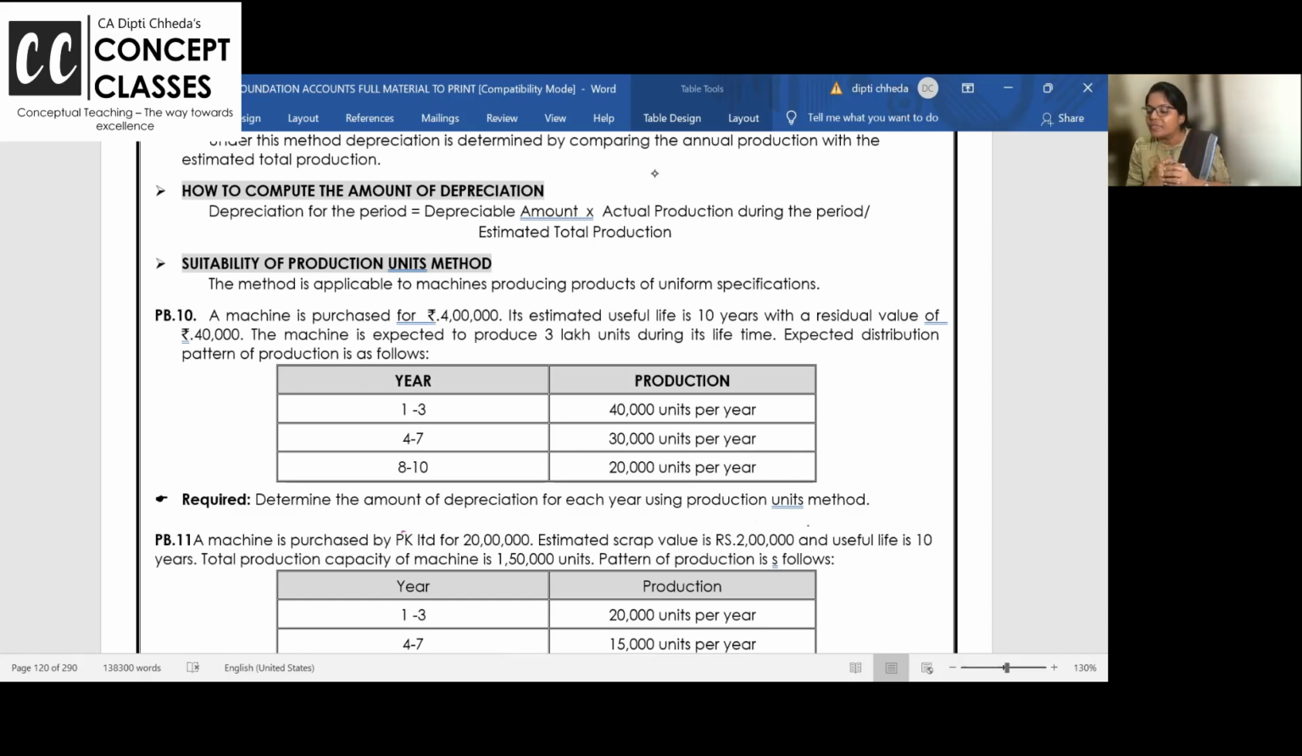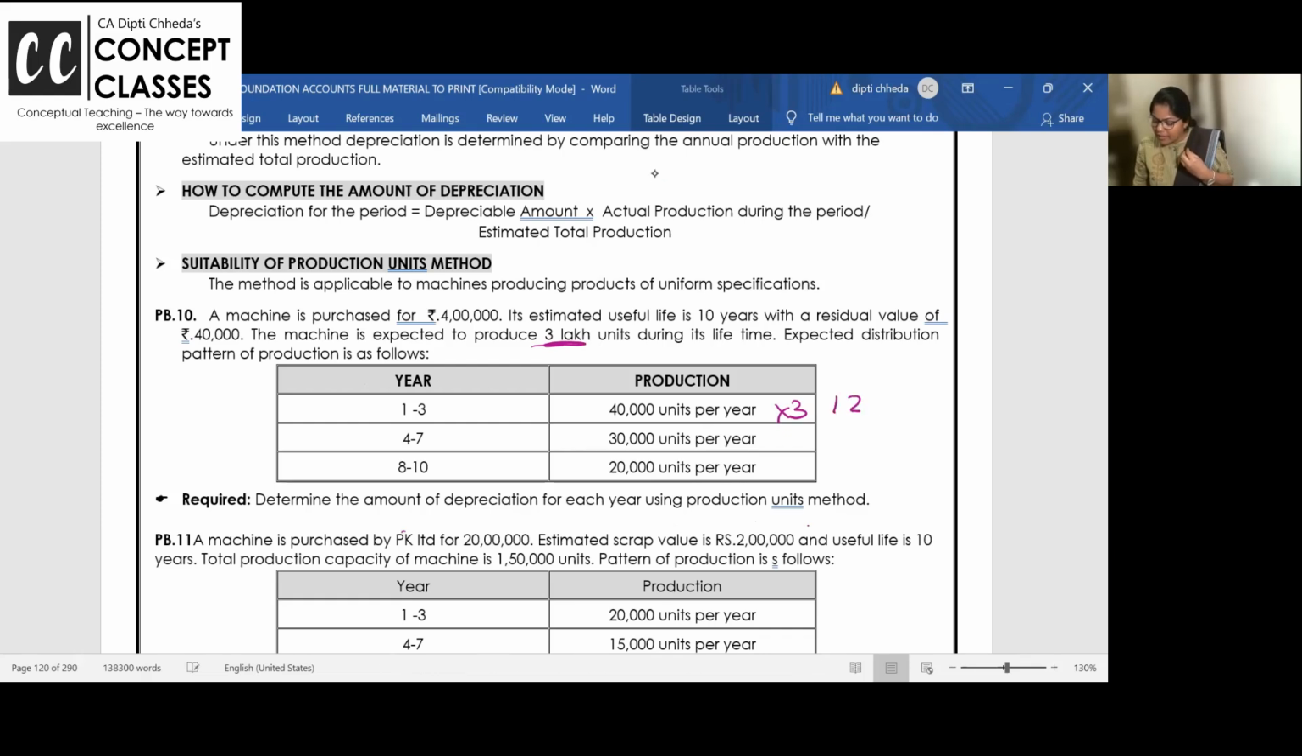Generally they give the expected production, which is 3 lakh units. Yeah, they have given. Acha, did you get how to get 3 lakh? 40,000 units is for 3 years. Write in your textbook if you want. For 3 years you are producing 40,000 units from this machine.